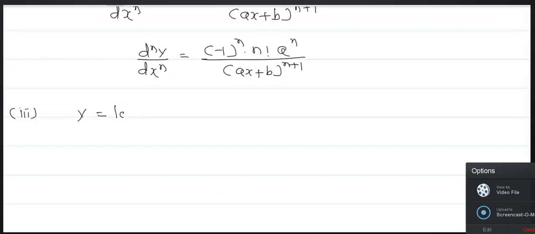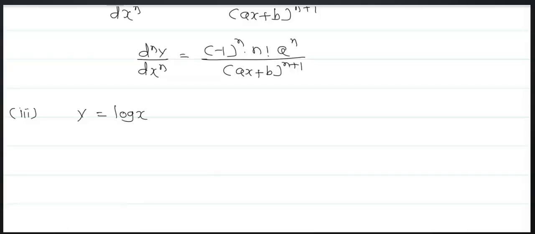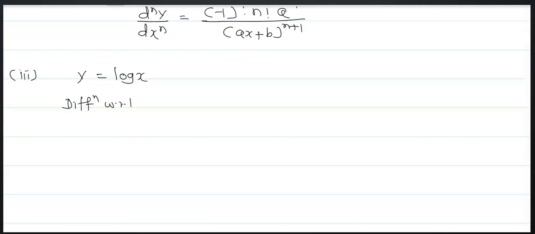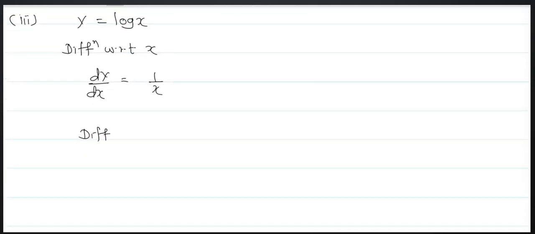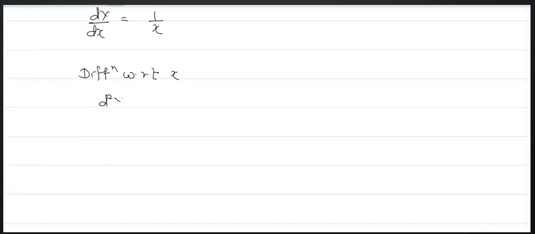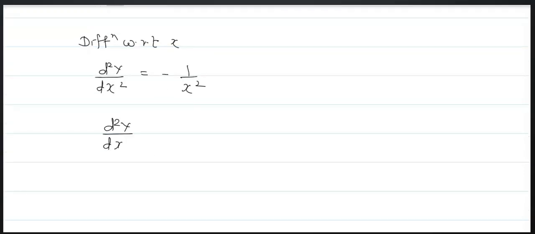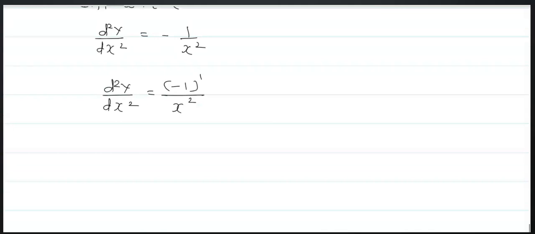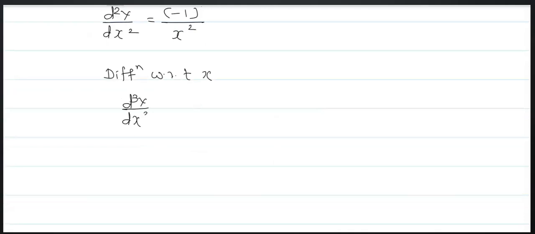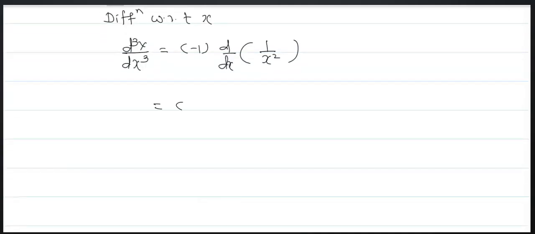Now we'll see the next problem. y is equal to log of x. Now differentiate this with respect to x. The derivative of log of x is 1 upon x. So dy by dx is equal to 1 upon x. Now differentiate again with respect to x. d2y by dx square is minus 1 upon x square. Again differentiate this with respect to x. d3y by dx cube is equal to minus 1 into d/dx of 1 upon x square. That is minus 1 into minus 2 upon x cube.